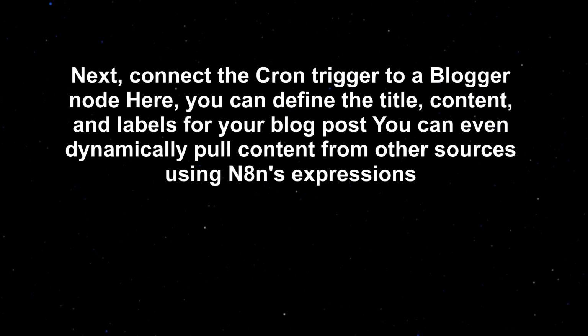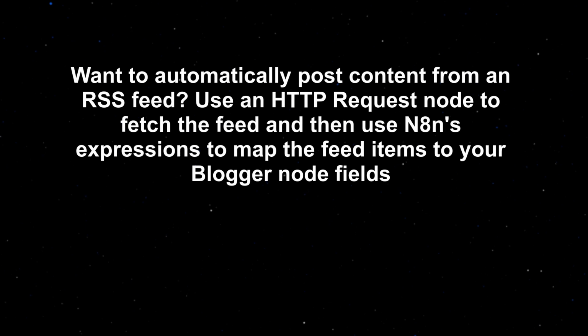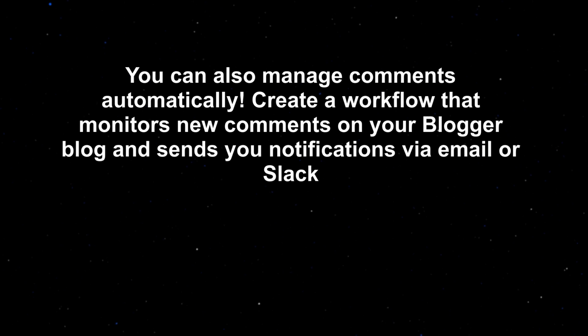Here, you can define the title, content, and labels for your blog post. You can even dynamically pull content from other sources using N8n's expressions. Want to automatically post content from an RSS feed? Use an HTTP request node to fetch the feed and then use N8n's expressions to map the feed items to your Blogger node fields.